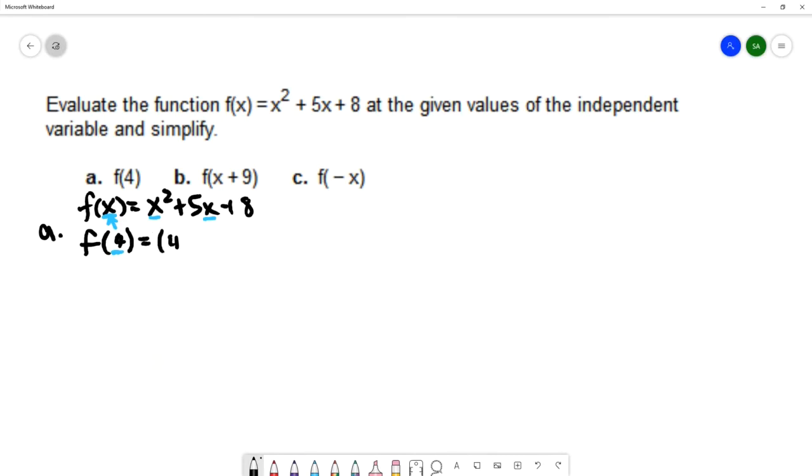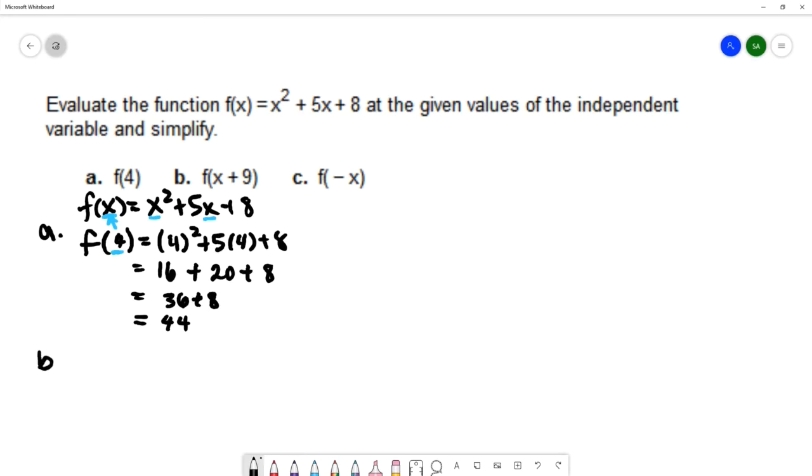This is 4 squared plus 5 times 4 plus 8. And we're going to follow order of operations to simplify. 4 squared is 16, 5 times 4 is 20. And we can add the 16 plus 20 is 36 plus 8, and that will be 44. So f of 4 is 44.